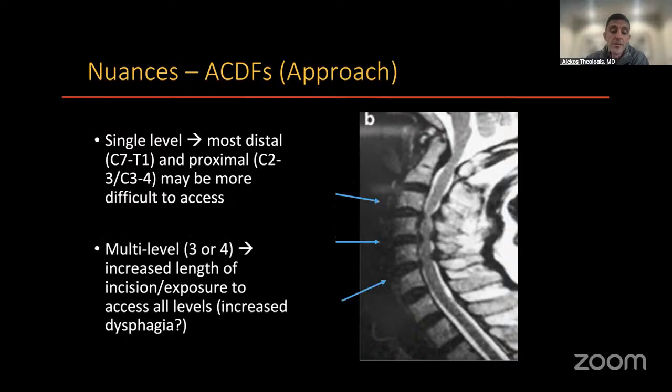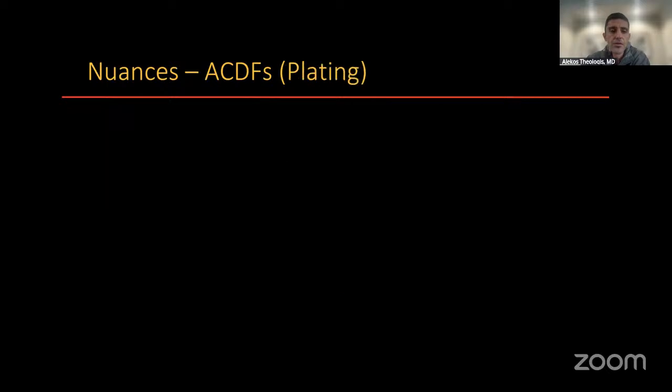And then speaking of access size, you have to be able to have your line of sight be somewhat directly in line with the disc space. If you're trying to access one that's lordotic at the top and then more kyphotic at the bottom with a 3 or 4 level ACDF, that incision length may get quite a bit higher. Exposure may be a little more challenging. And whether this increases dysphagia, I think that may be debatable, but these are just some things to keep in mind when you're planning for your surgery.